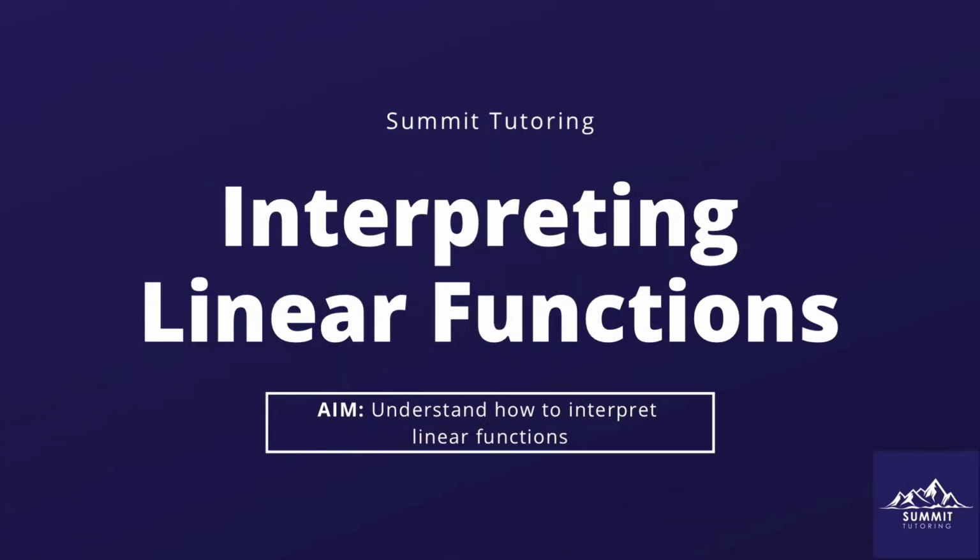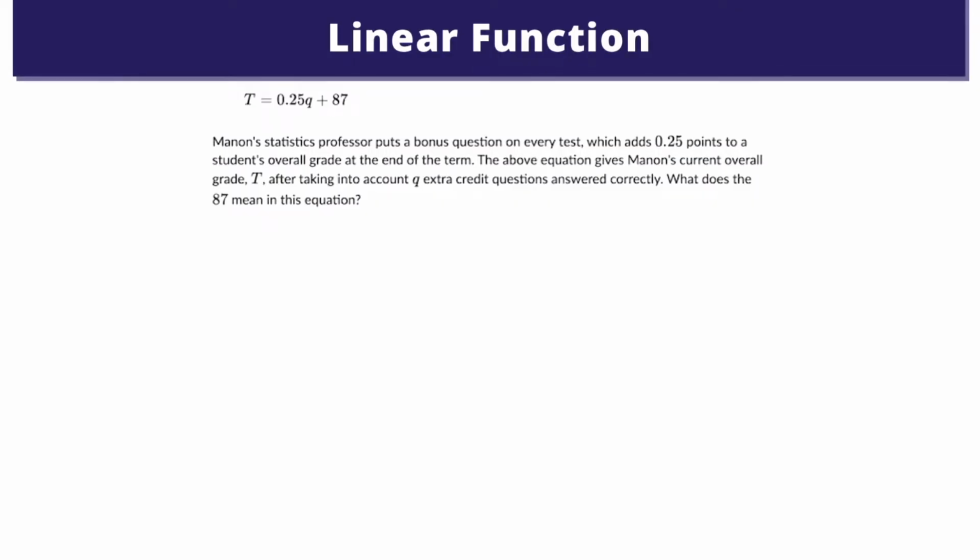I'm David Austin, and today we will be discussing how to interpret linear functions. In this first example, the question here tells us that for every correct extra credit question that is answered, the student will earn 0.25 points. We are also told that the current overall grade is T. So T is our current overall.